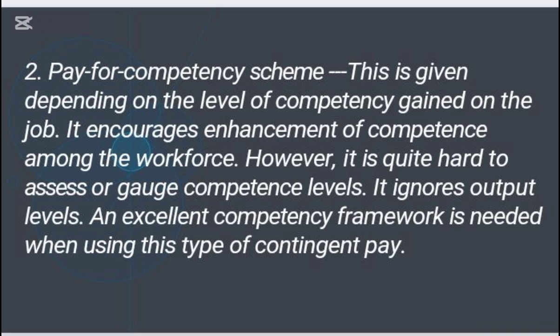Pay for competencies schemes, also known as competency-based pay, is a compensation system that rewards employees based on their skills, knowledge, and abilities rather than solely on their job title or years of experience.